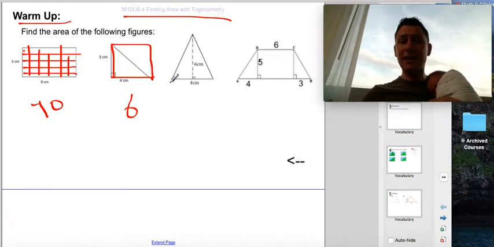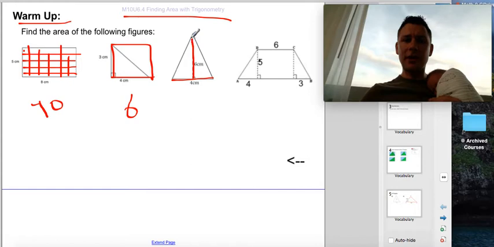This thing is the same thing, even though it's not a right triangle. It's 1/2 base times height. So it's 1/2 times 6 times 4, right? So it's 3 times 4, so this thing has an area of 12, right?